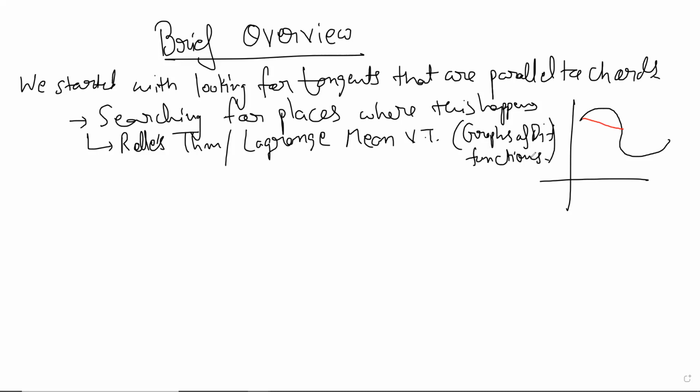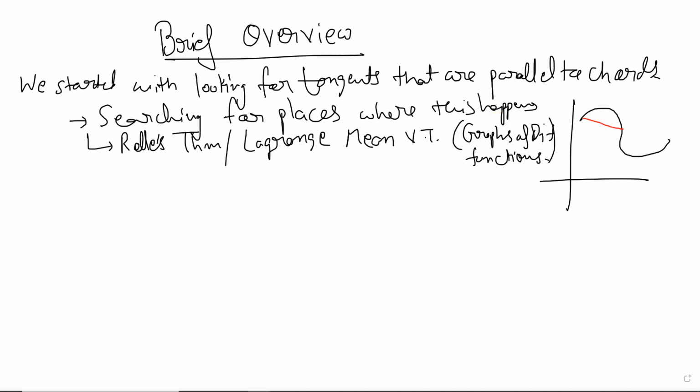If your graph is a graph of a differentiable function, then given a chord, you will always find a tangent that is parallel to it. That's what it says geometrically. But remember, it only applies to graphs of differentiable functions.